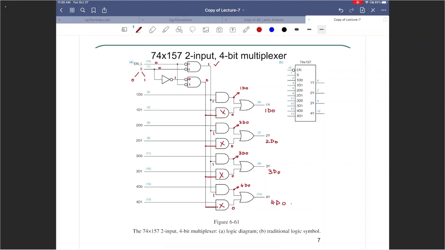We need, when S is 0, you should get D0 corresponding to the output Y. That's exactly what we got.